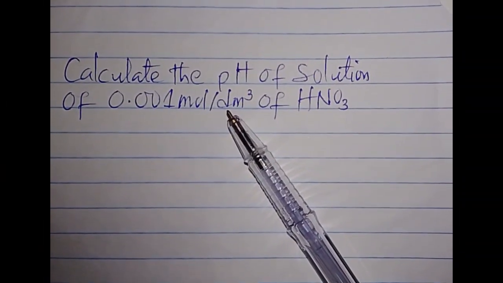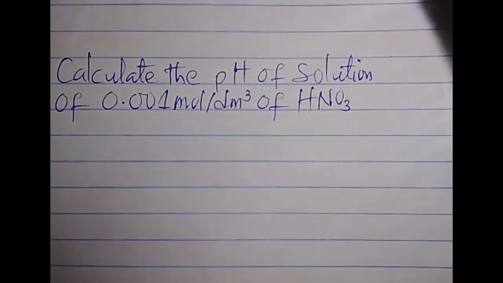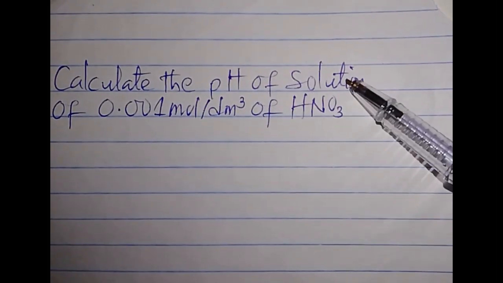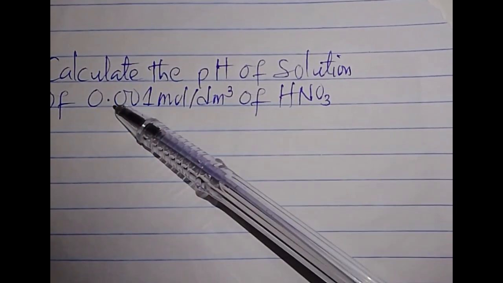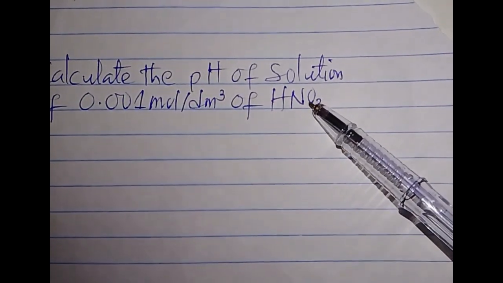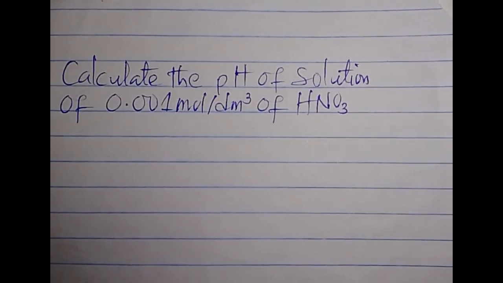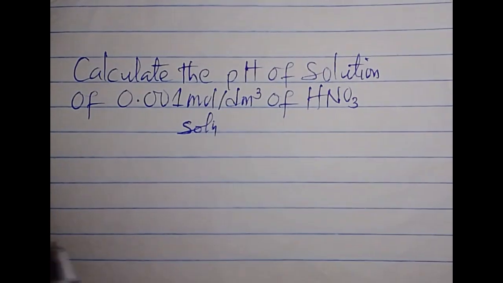In today's lesson, we will provide a solution to this chemistry question. So the question reads: calculate the pH of a solution of 0.001 mole per dm cube of hydrogen trioxonitrate(V). So to do this, let's say solution.